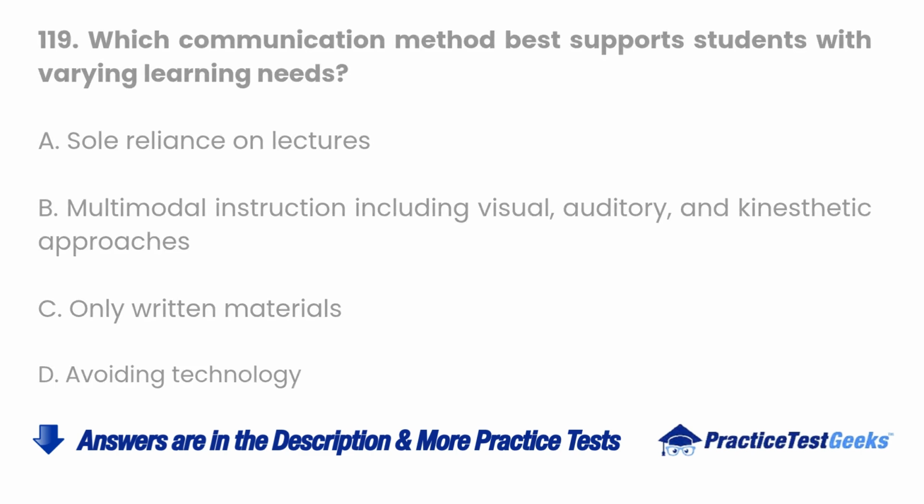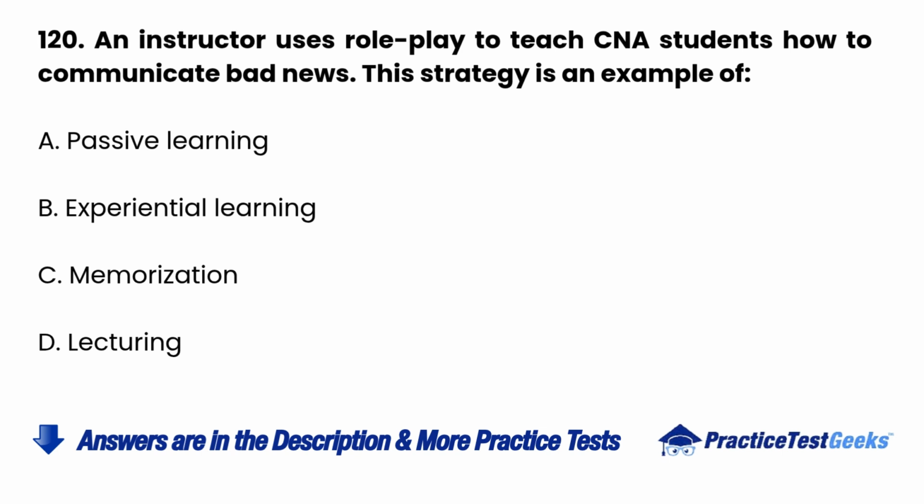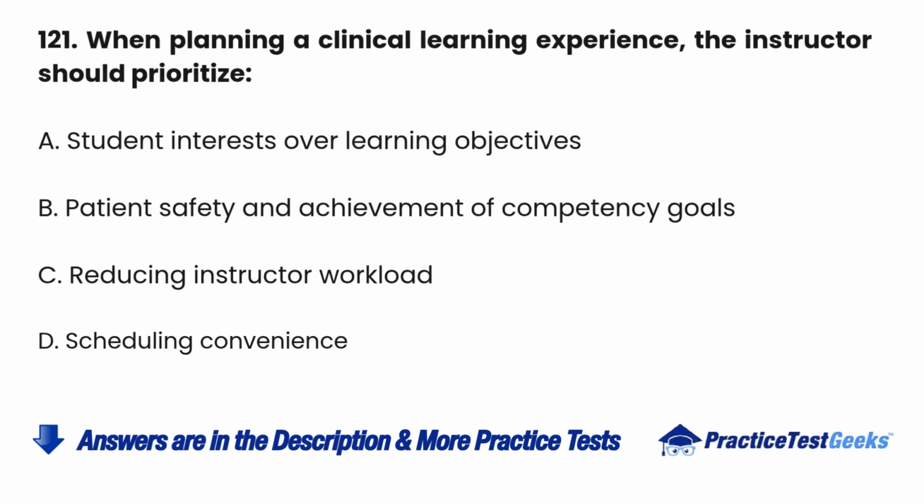120. An instructor uses role play to teach CNA students how to communicate bad news. This strategy is an example of A. Passive learning. B. Experiential learning. C. Memorization. D. Lecturing.